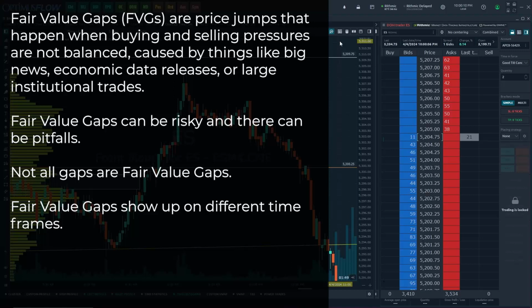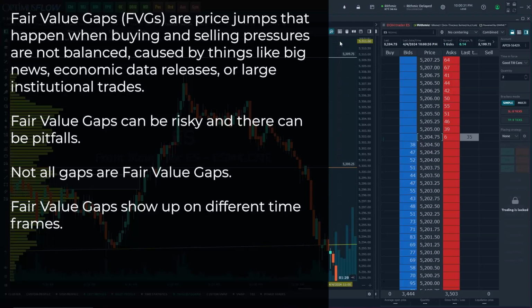To recap, fair value gaps are price jumps that happen when buying and selling pressure are not balanced, caused by things like big news, economic data releases, or large institutional trades. Fair value gaps can be risky. There are pitfalls. Not all gaps are fair value gaps. Small gaps, for instance, do not signal a significant buying and selling imbalance.